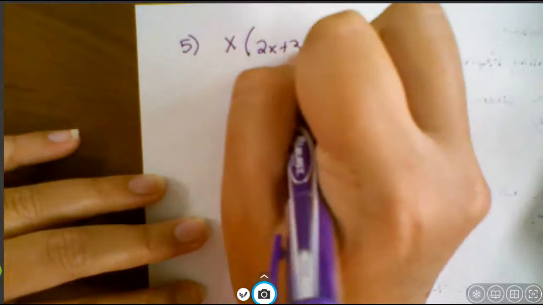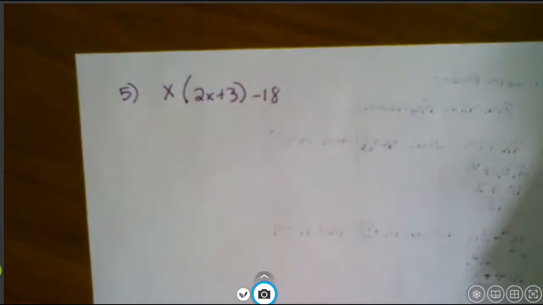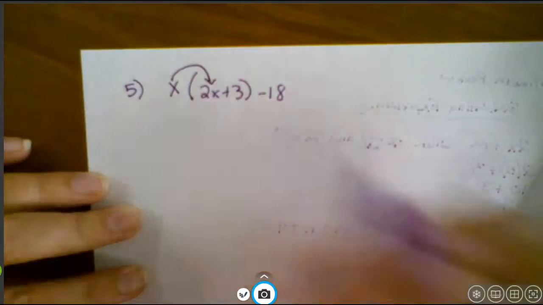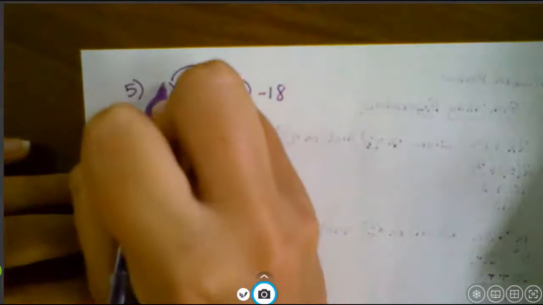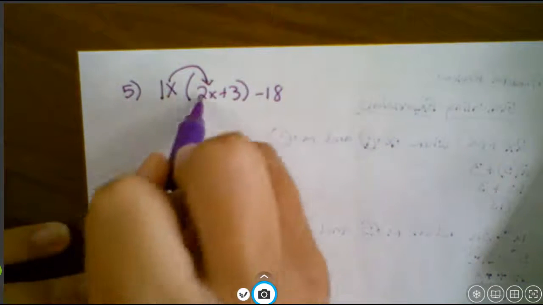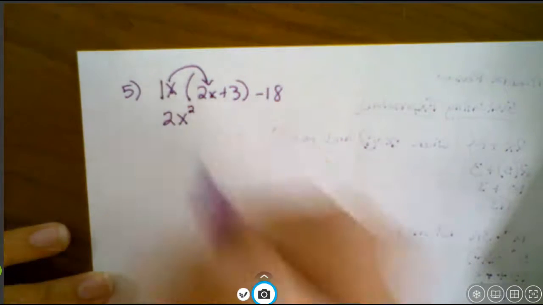So the next example together, we're going to do x times 2x plus 3 minus 18. So now we're distributing an x. So what happens when I distribute this x and I do x times 2x? Well, an x has a 1 in front of it. Remember, if there's nothing written in front of a variable, it's a 1. So I'm going to multiply my number. So 1 times 2 is 2. And then x times x is x squared.